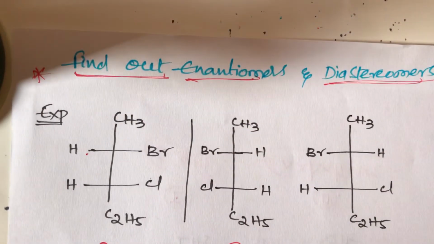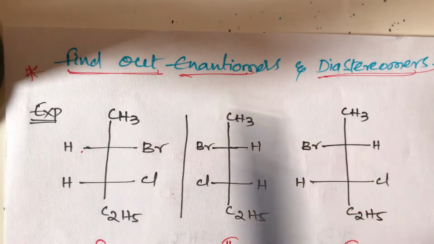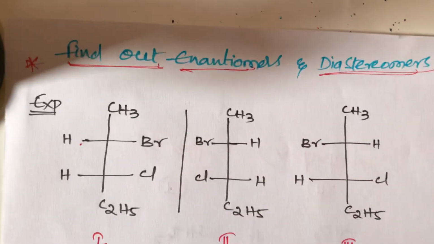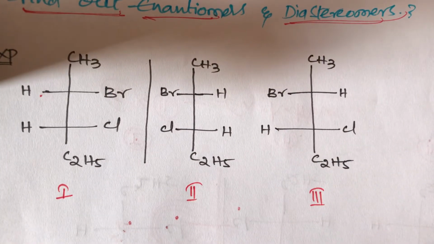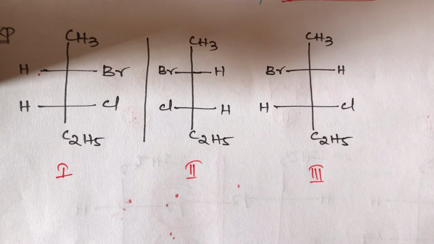Hello students, now the question is: find out the enantiomers and diastereomers among the following compounds. Find out enantiomers and diastereomers in the given structures. Out of these three structures, which pairs are enantiomers and which are diastereomers?